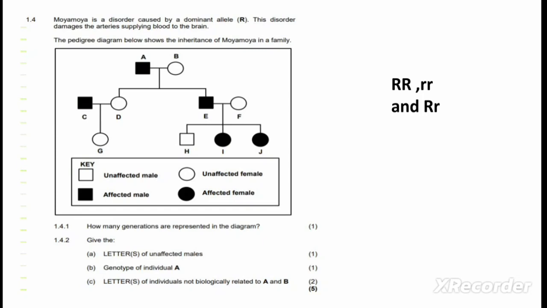How many generations are represented in the diagram? We have 3 generations. Give the letters of unaffected males. Unaffected people here are the ones that are shaded white. It's H. H is an unaffected male. Genotype of individual A. We have already talked about this, and we found that this man is capital letter R, small letter r, which is heterozygous. So you just write capital letter R, small letter r.